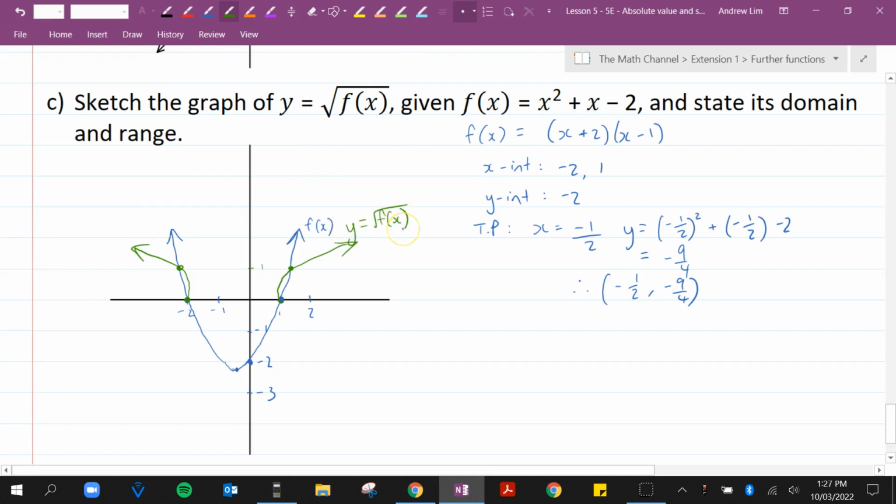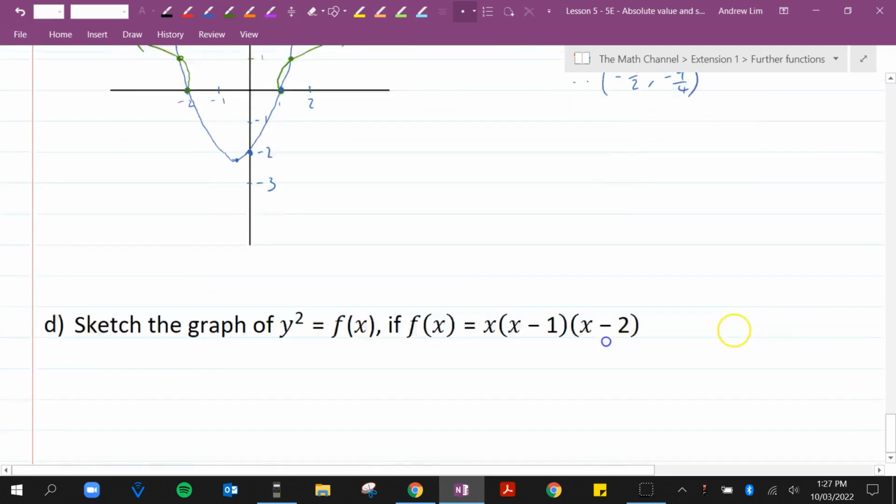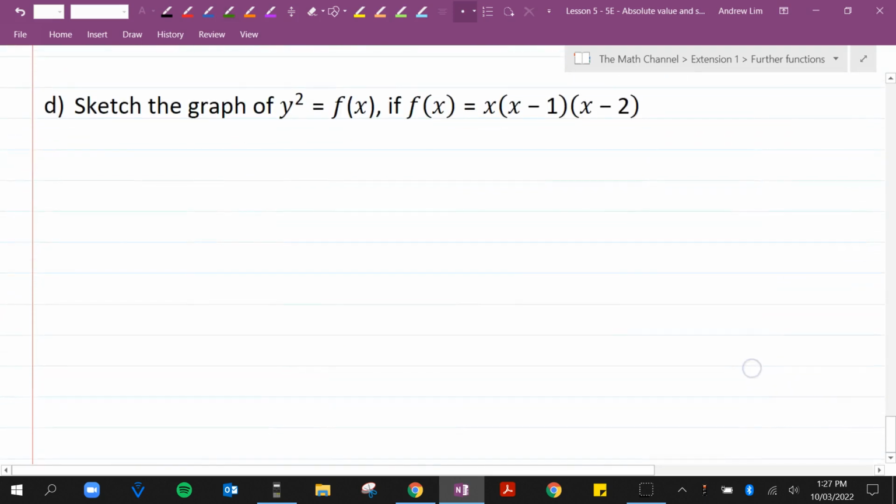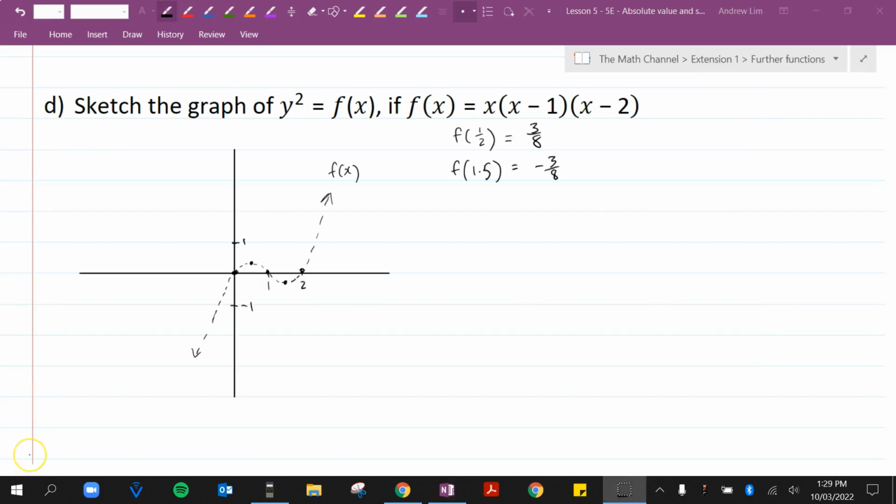Okay, and last one. Sketch the graph of y squared equals f of x if f of x is equal to x bracket x minus 1, x minus 2. Pause the video, have a go with this one.